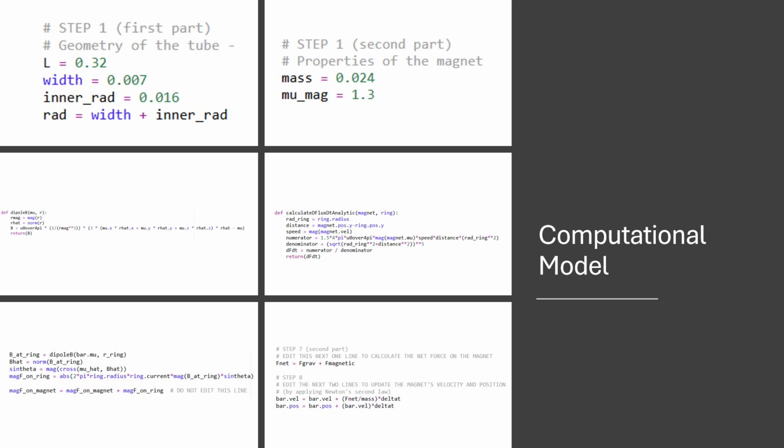Sorry, it's a little bit hard for me to see, but yeah. Calculating flux of the analytic. So you put in the magnet in the ring, find ring of radius, magnet position minus ring position is distance, you find speed, numerator, denominator, divide them, then you get it returned. Bottom left is you end up finding the magnitude of the magnetic force on the magnet. And then bottom right, you find the net force, and then like I was talking about earlier, you use Newton's second law to find the bar velocity and the bar position.